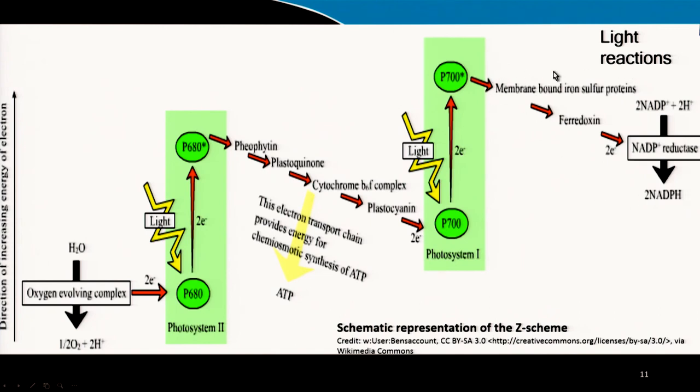Okay, so these are membrane bound iron sulfur proteins, ferredoxin and so on. Now there is one step which is not shown over here, but is shown in the textbook, I think Brock's textbook, and that is where the electrons from ferredoxin are transferred to cytochrome bf complex, and that is where the cycle is completed. So there is a transfer back of the electrons as well, but that's not shown in this particular figure. You can refer to Brock's textbook for that.